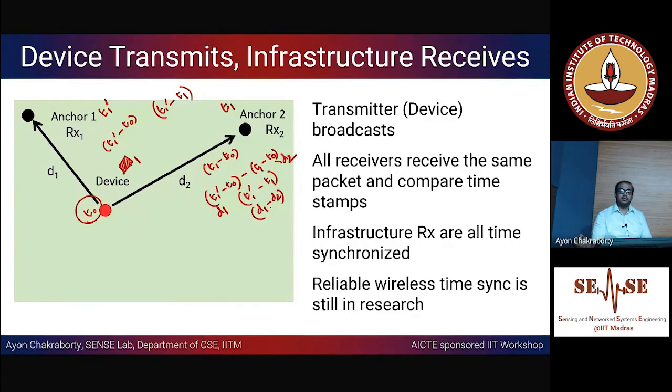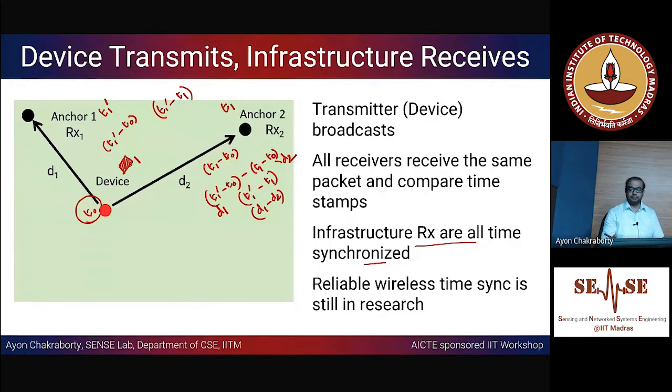Okay. So the infrastructure receivers are all time synchronized. That is what I am stressing, because if you want to subtract t1 prime and t1, you need to make sure that all the anchors are following a common reference point with respect to time. That is why you can simply subtract without any clock drifts and so on.